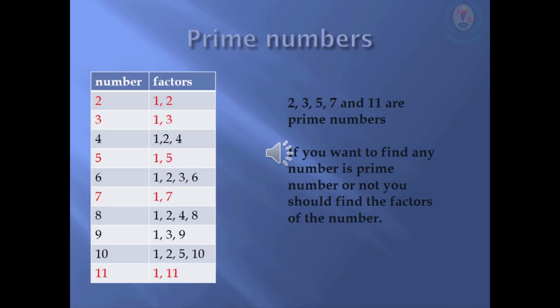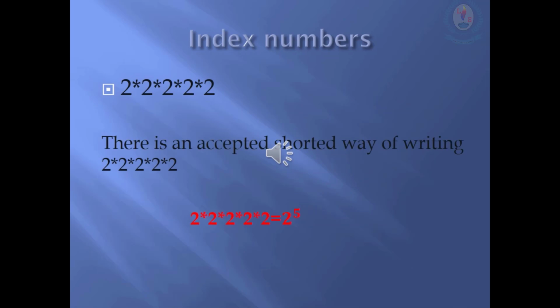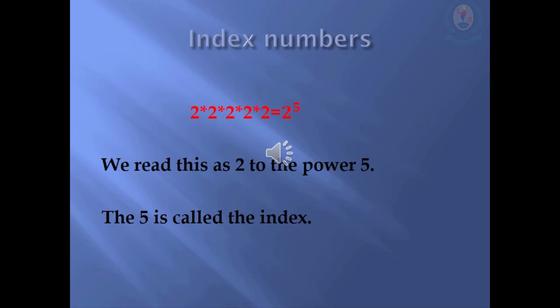If you want to find whether any number is a prime number or not, you should find the factors of that number. Index numbers. 2 times 2 times 2 times 2 times 2. There is an accepted shortened way of writing this. We read this as 2 to the power 5. The 5 is called the index.